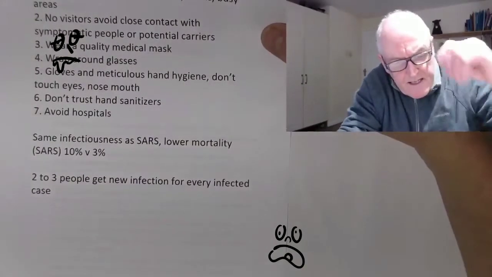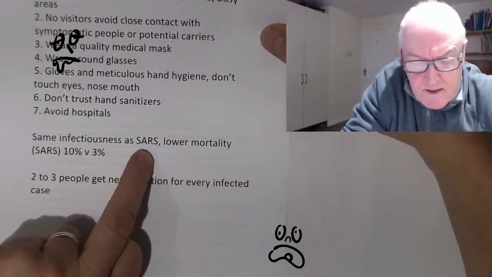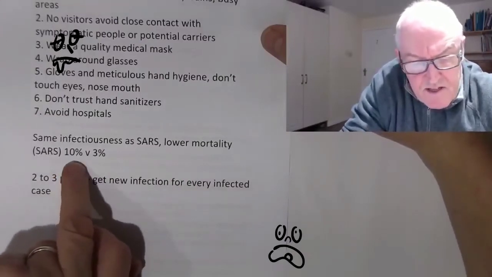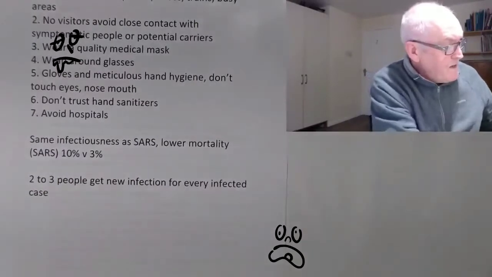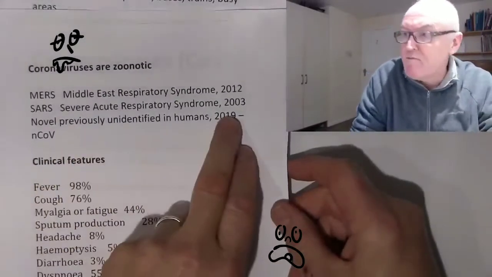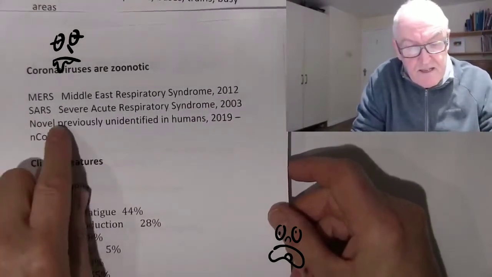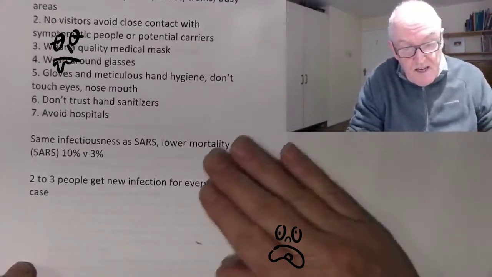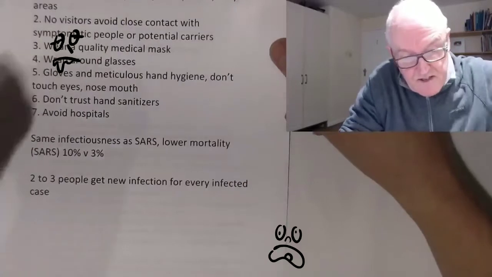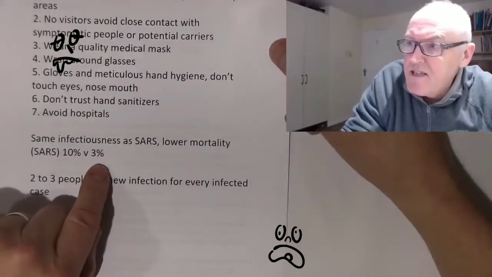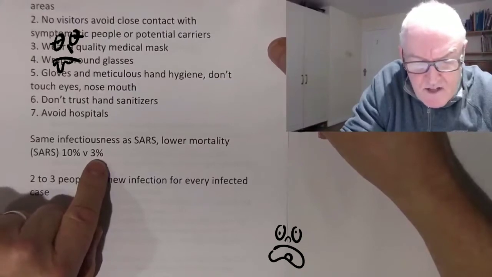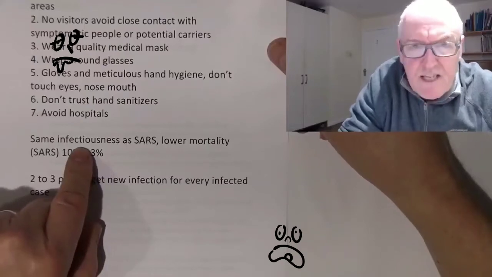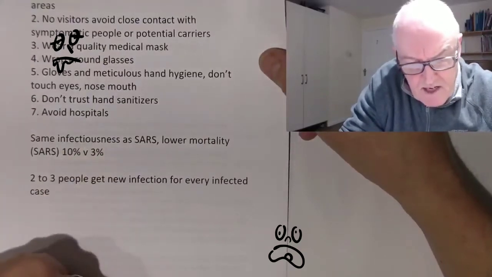Avoid hospitals where there's lots of sick people. Now, it's looking at the moment like this has got about the same infectiousness as SARS, but so far a lower mortality. With SARS, which we talked about before, the severe acute respiratory infection in 2003, 10% of people that got that died. Very virulent virus. So far with the novel coronavirus 2019, it's looking like the death rate is about 3%, so it's looking like a less virulent virus, but we're not sure quite how infectious and transmissible it is. It looks like it's going to be around the same as the SARS virus.